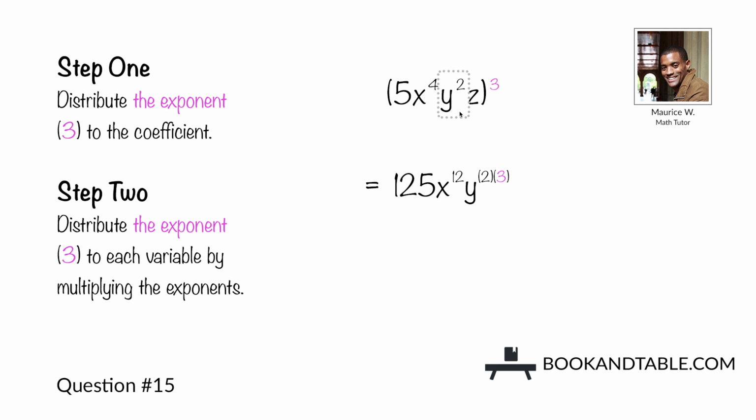Our y term, we have y squared to a power of 3, which gives you y to a power of 2 times 3, which is positive 6. And we have z. Since the exponent is not shown, it's 1. So 1 times 3 would give us 3. So the final answer to question number 15 is 125 x to the 12th y to the 6th z cubed.